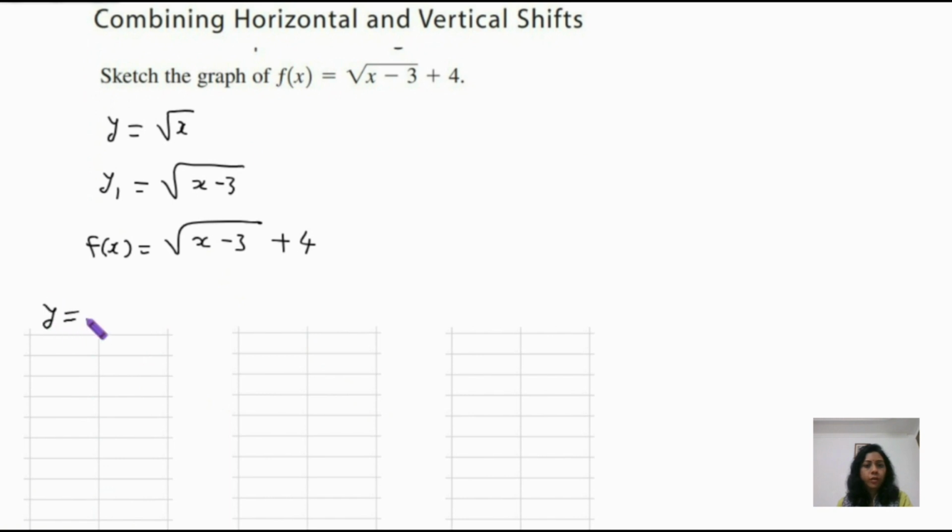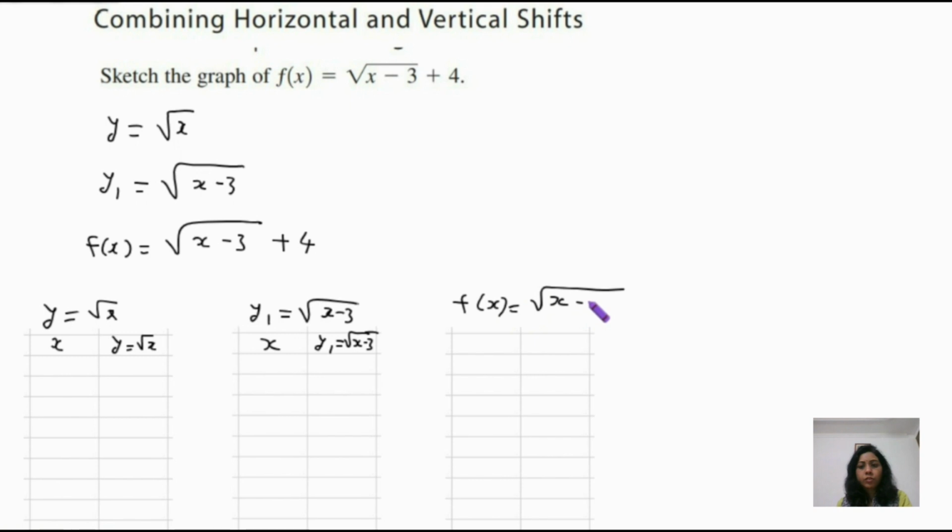Here y equal square root x, so x and this is y equal square root x. This is the second one, y1 equal square root of (x minus 3). So here x, y1 equal square root of (x minus 3). And this is the final one, f(x) equal square root of (x minus 3) plus 4. Okay. So here x and here f(x).